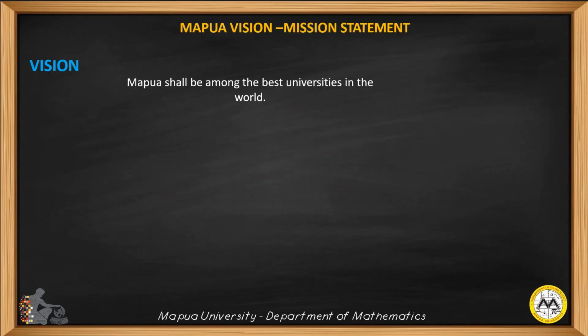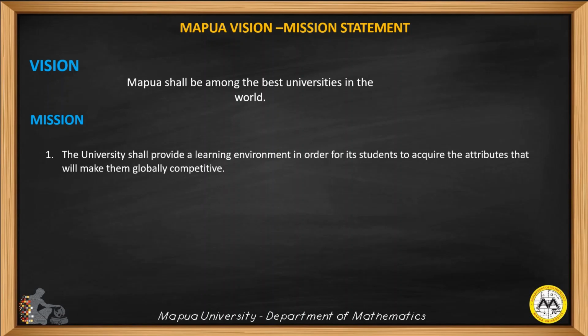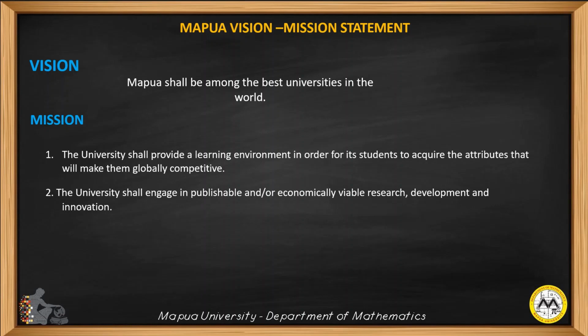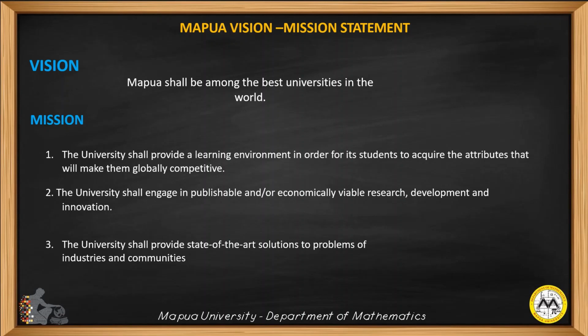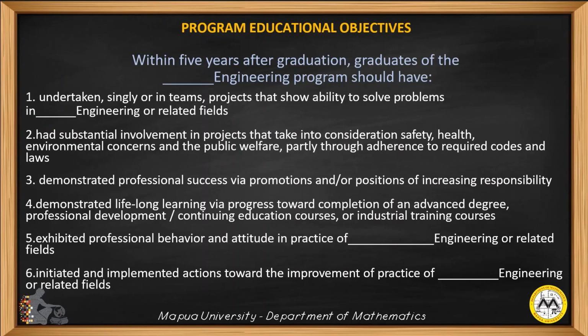Mapua envisions itself among the best universities in the world, and as such, it is committed to providing a learning environment in order for its students to acquire the attributes that will make them globally competitive. It shall engage in publishable and/or economically viable researches, developments, and innovations. And it shall provide state-of-the-art solutions to problems of industries and communities. Here are the educational objectives that are addressed by the different engineering programs the university offers.